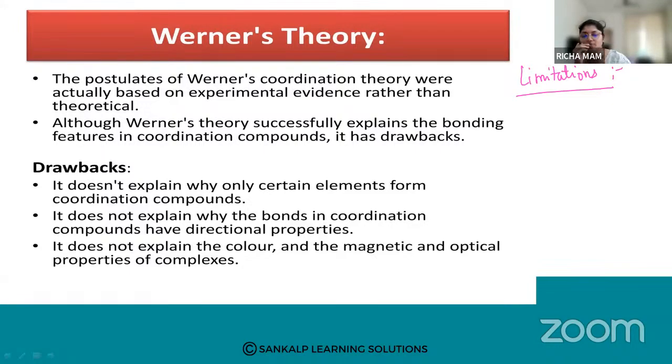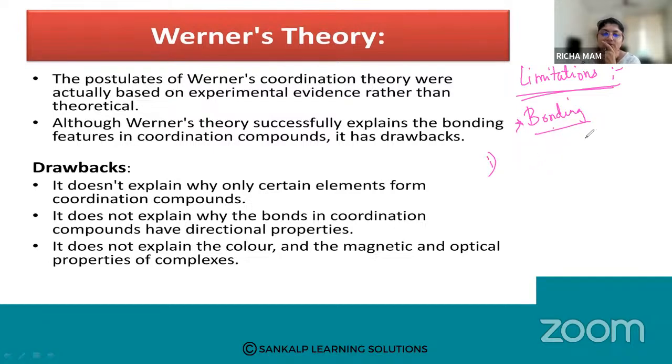So depending upon the postulate, there was something which was missing. So this theory could not succeed. It could not succeed to explain the bonding in complex compounds. So what were the limitations? The first one was that it did not give electronic interpretation for the formation of complex ion.